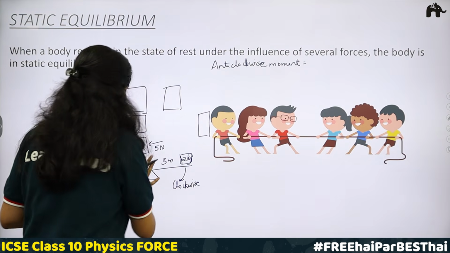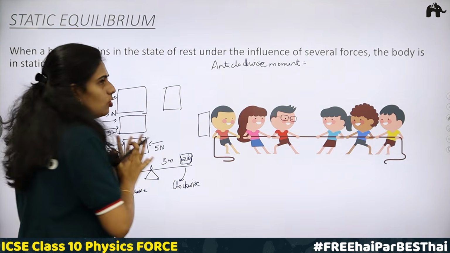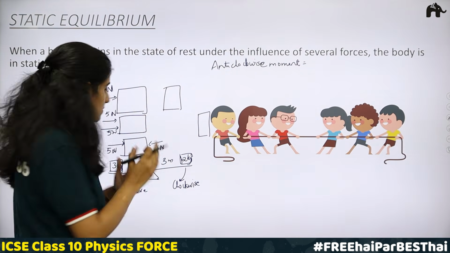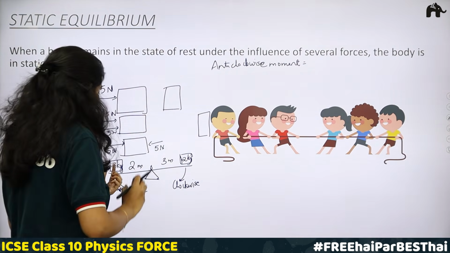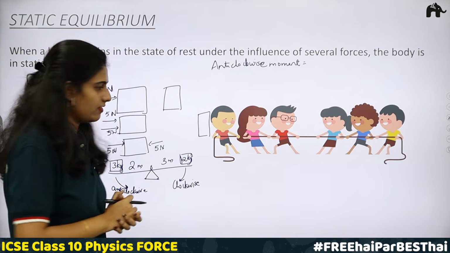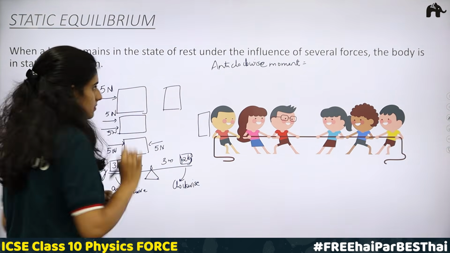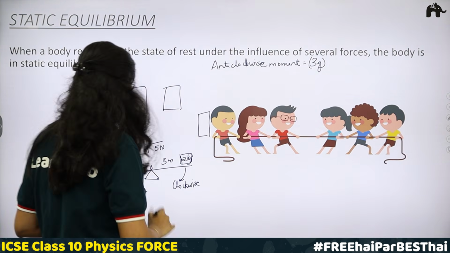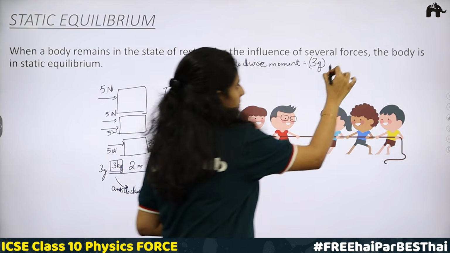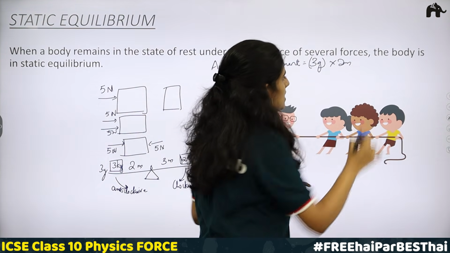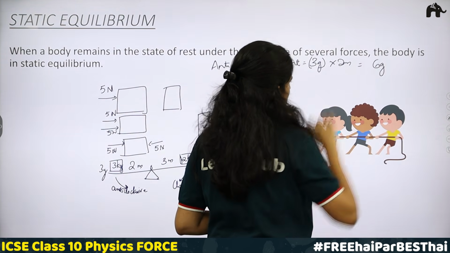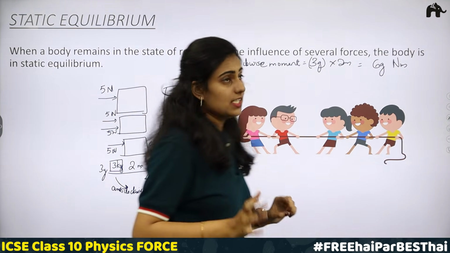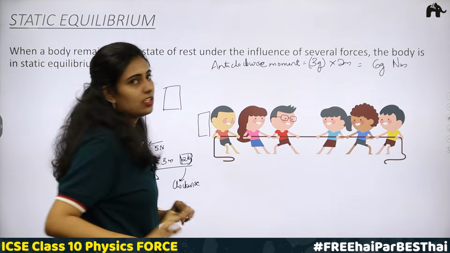Force into the distance. Here what is the force? It is a mass of 3 kg. Force will be the weight of the body, which means the 3 kg mass into the acceleration due to gravity. So 3g will be the force. Distance is 2 meter, which means 6g Newton meter will be your anti-clockwise moment.